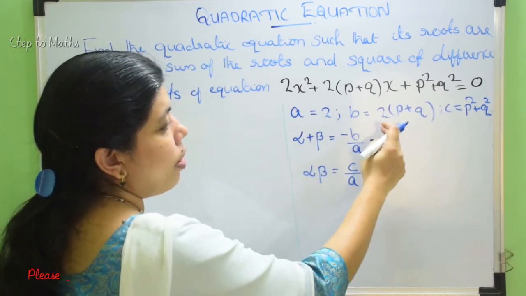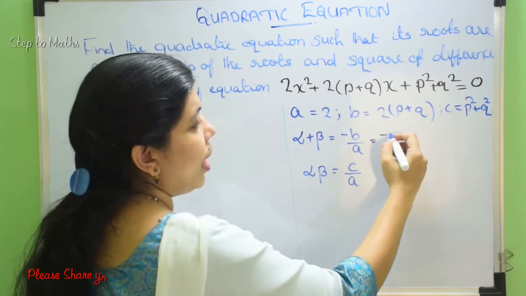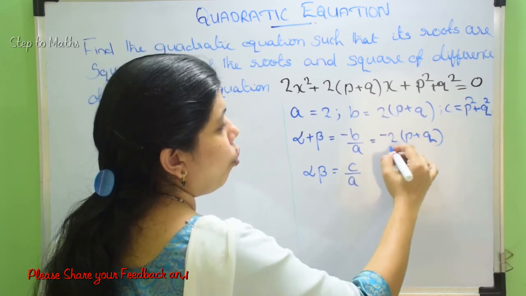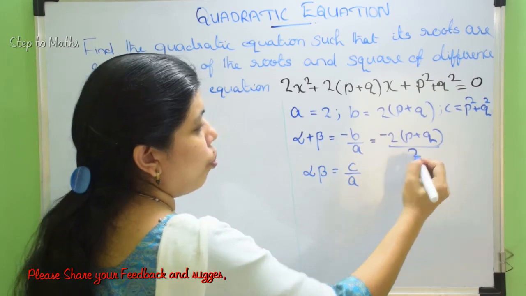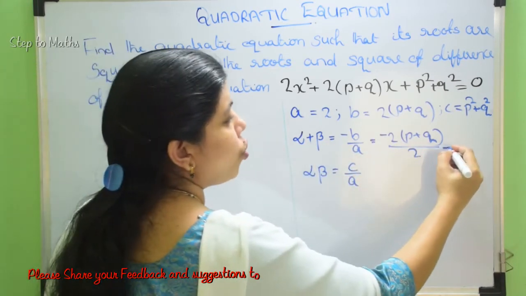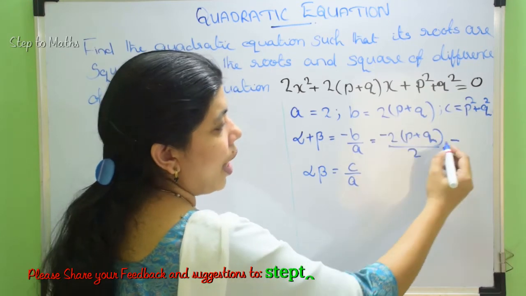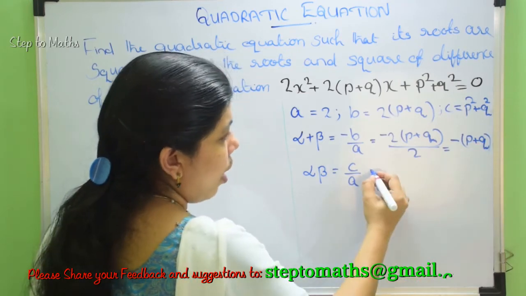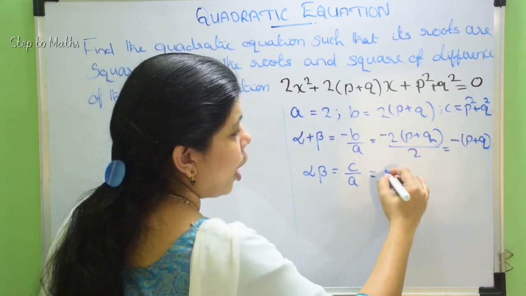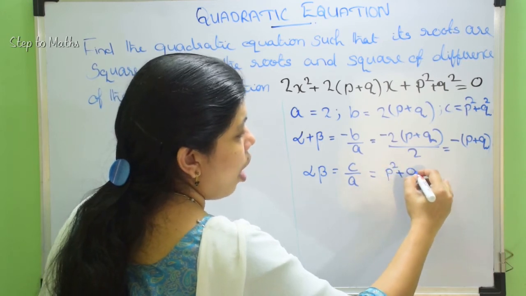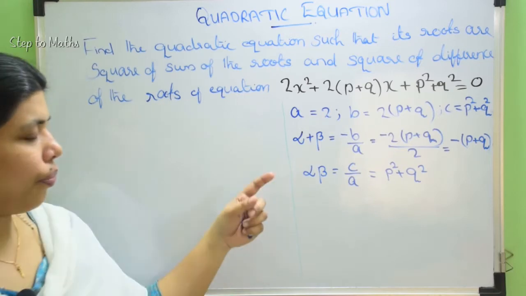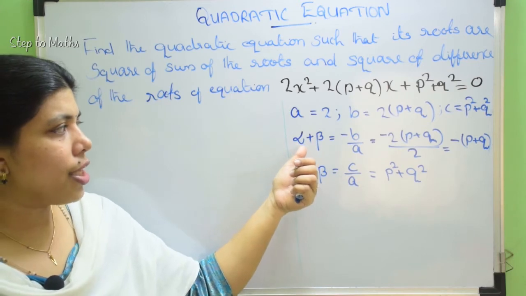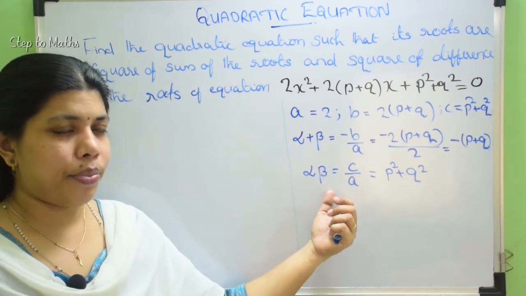Minus b by a: minus b is minus 2(p plus q), and a is 2. Sum of roots is equal to minus 2 and 2 are cancelled, then minus of (p plus q). And c by a: c is p square plus q square. From the given quadratic equation, now we find out the sum of roots and product of roots.